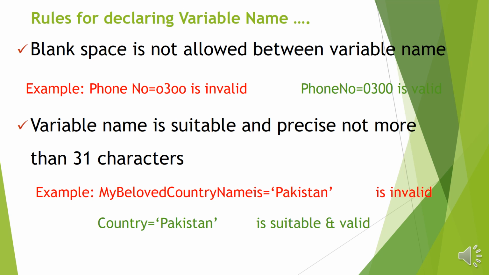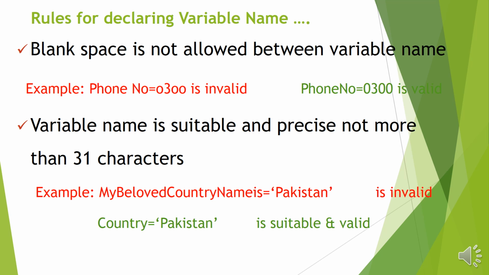Then blank space. It means a simple space is not allowed in a variable name. For example, "phone number": here is a space between phone and number, so it is invalid. We can write it as phonenumber without any space, and we can also use an underscore: phone_number.